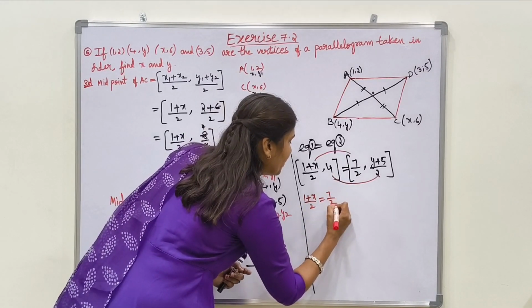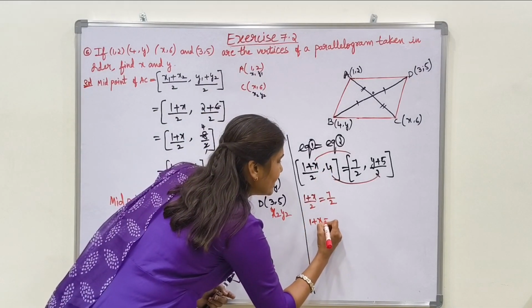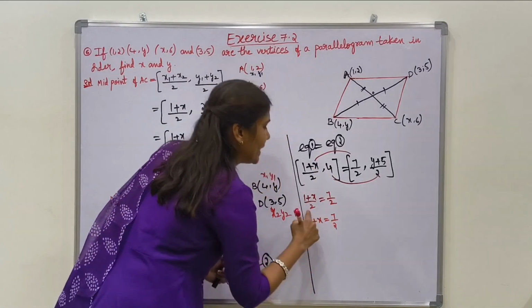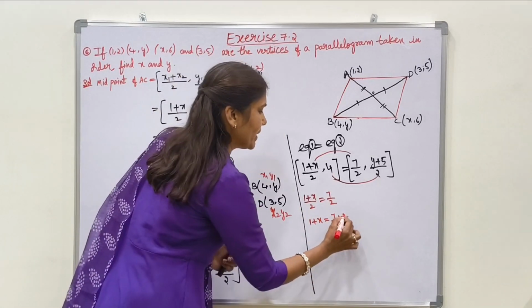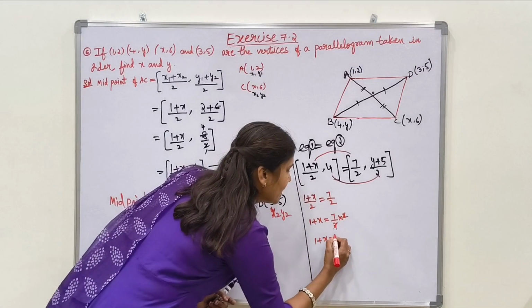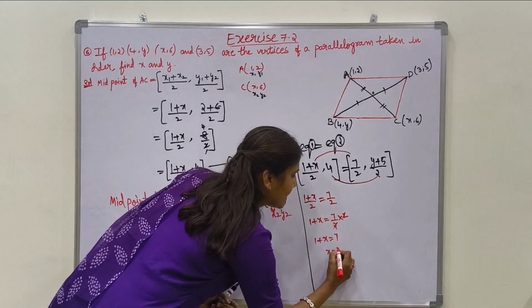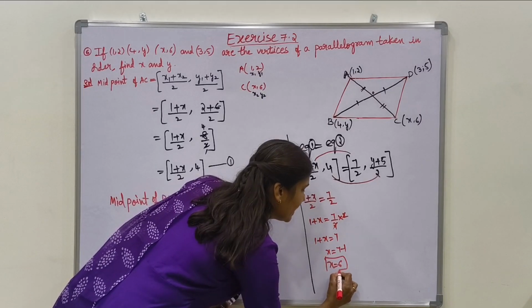7 by 2. See here. Now 1 plus x is equal to 7 by 2. It is a divide, after the equal to it becomes a multiply. Now see here, 2 cancels. 1 plus x is equal to 7. x is equal to 7 minus 1. What is the x value? The x value is 6.